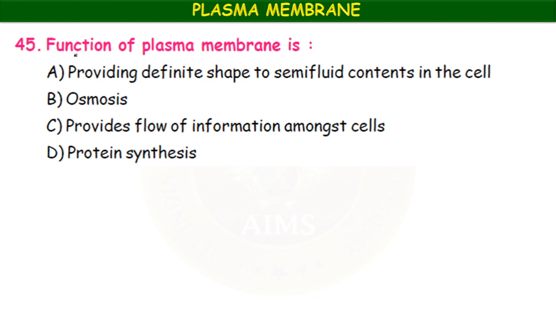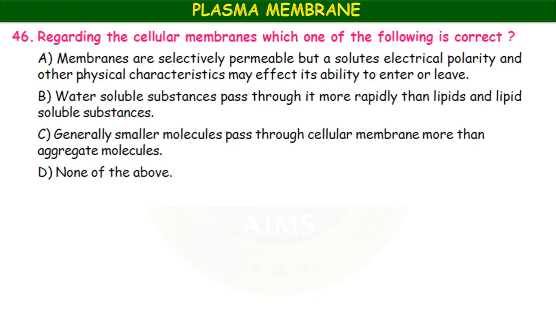It provides flow of information amongst the cells, or protein synthesis. The main function of plasma membrane is providing the definite shape to the semi-fluid contents in the cell.